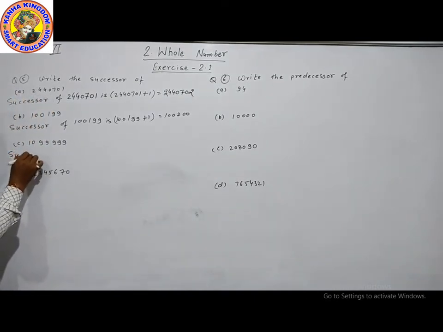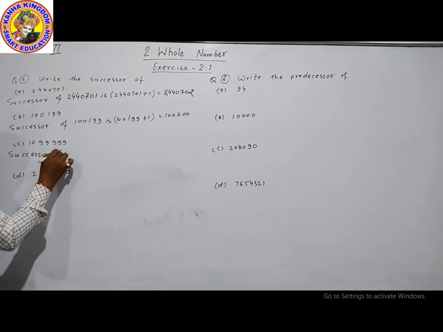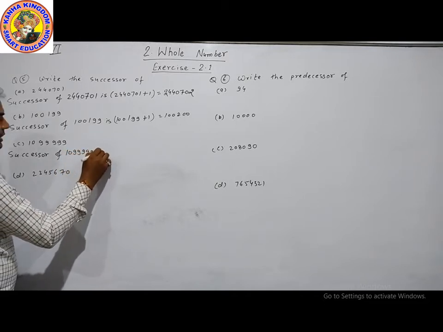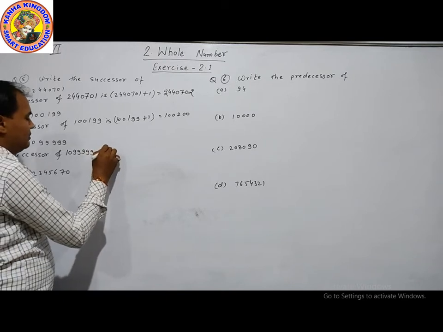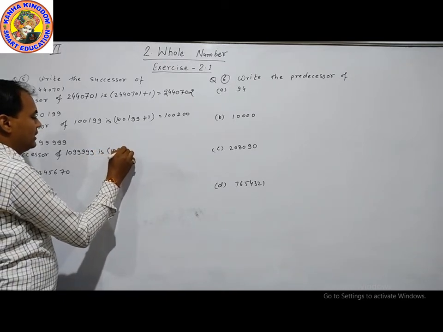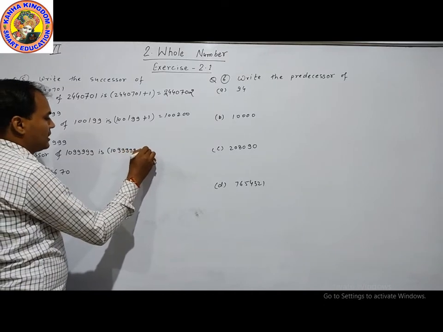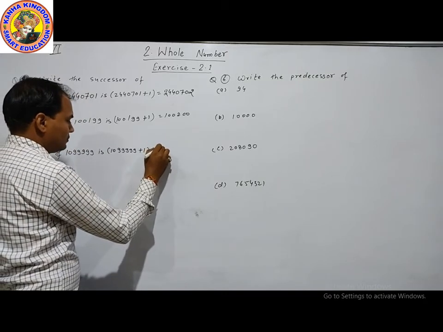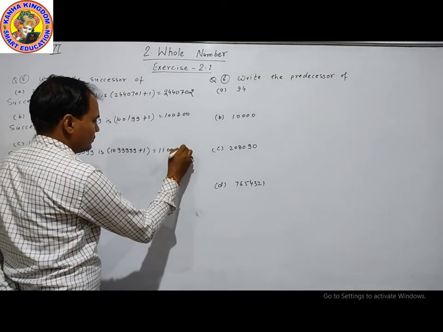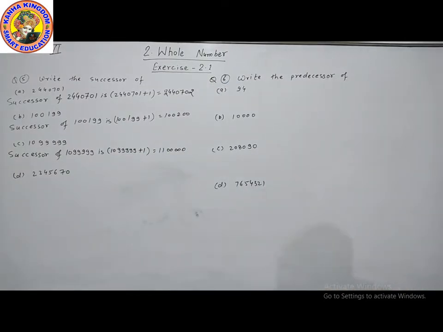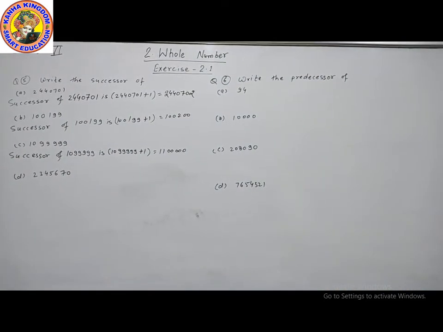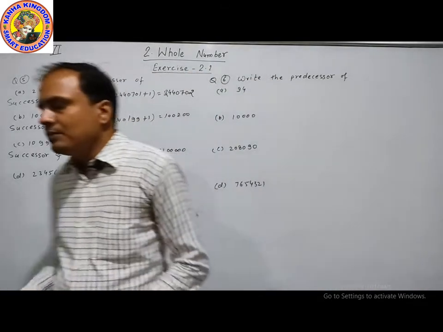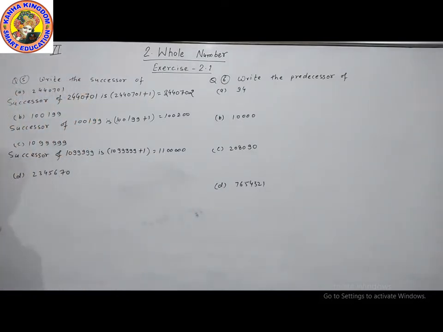Now, the successor of 109999 is, the successor is plus 1. So 109999 plus 1 is, so the successor of this number can be found by plus 1.